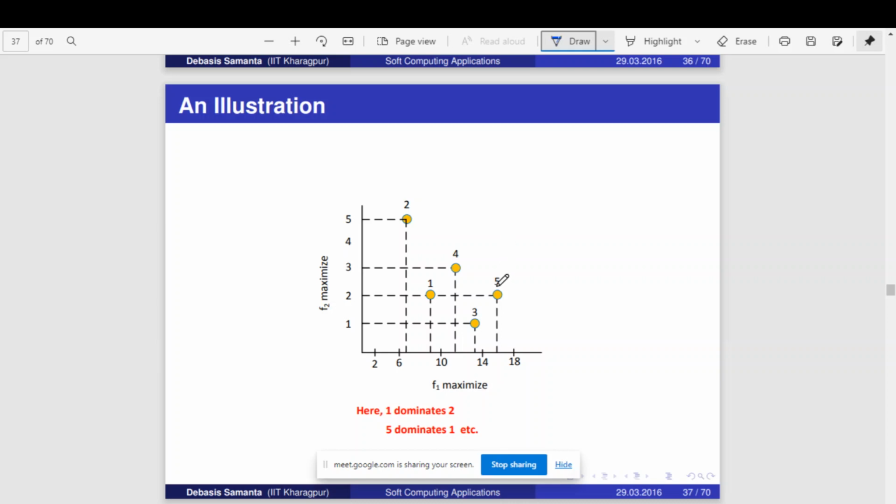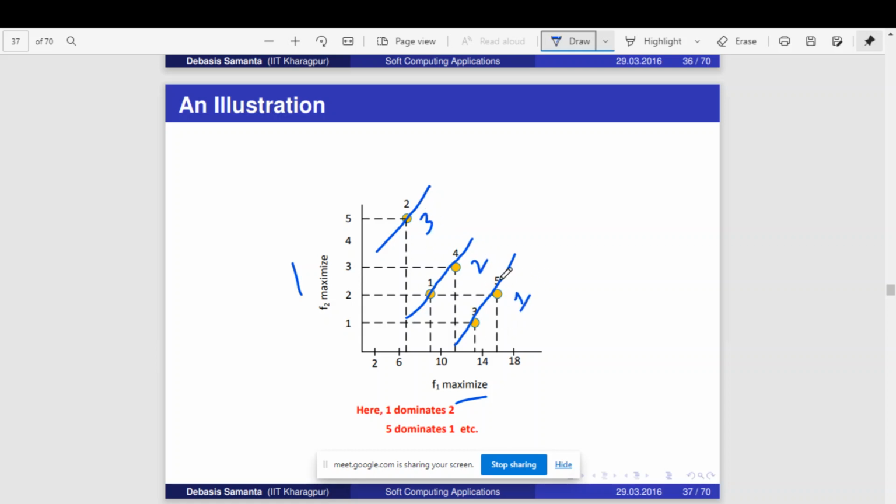If you see this case, this is maximize f1 and maximize f2. These two are in the same front, and this is in one front. These two are not dominating each other. Here there is only one solution. So how the algorithm works is, initially these two will have rank 1, this will have rank 2, this will have rank 3.